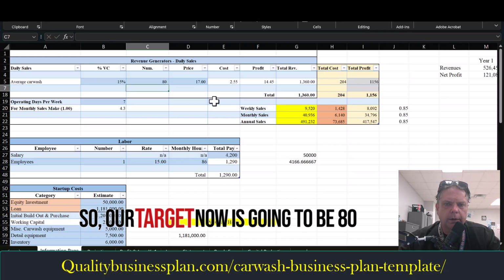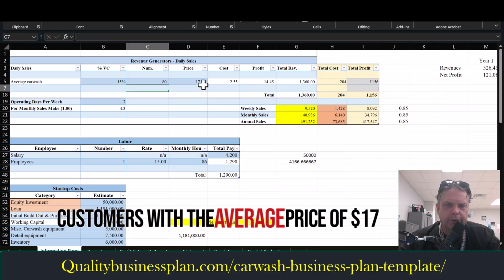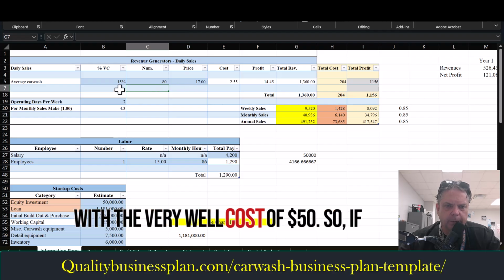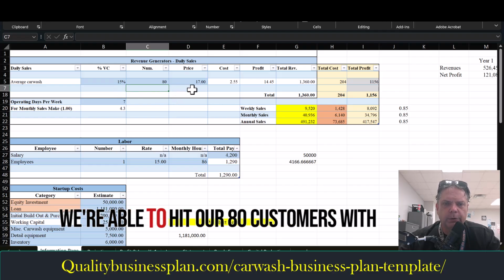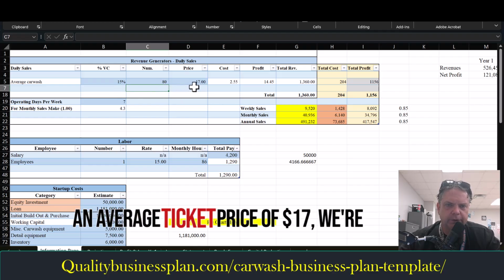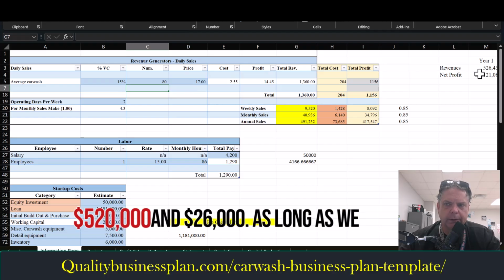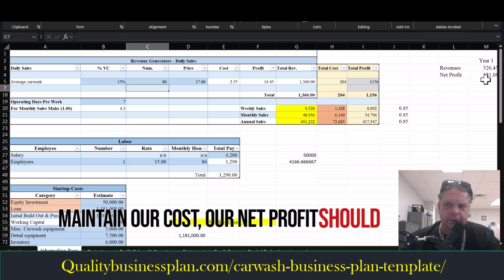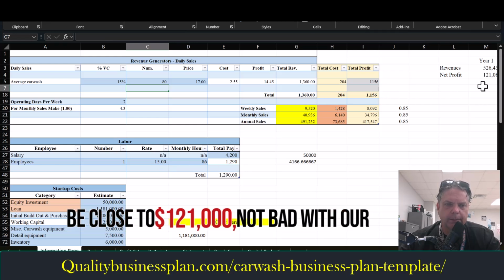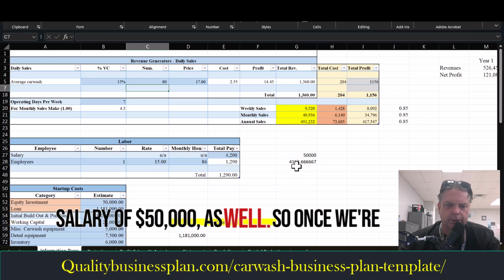Right. So our target now is 80 customers with an average price of $17 and a variable cost of 50%. If we're able to hit our 80 customers with an average ticket price of $17, we're going to be able to get revenues of $526,000. As long as we maintain our costs, our net profit should be close to $121,000. Not bad, with our salary of $50,000 as well.